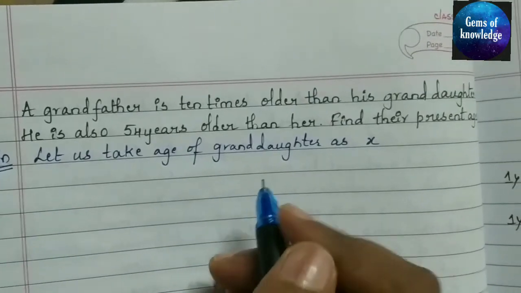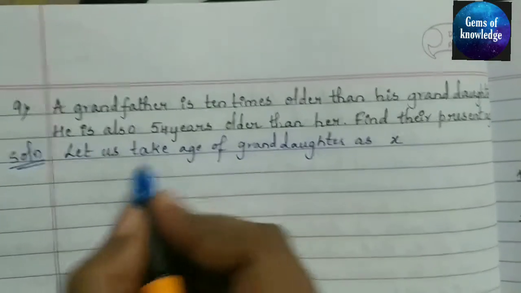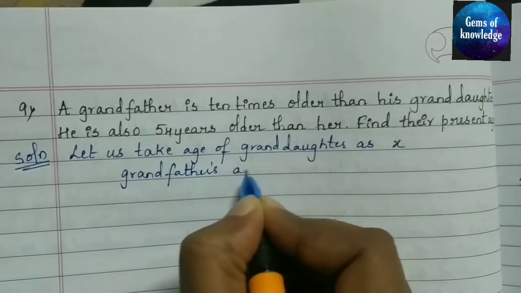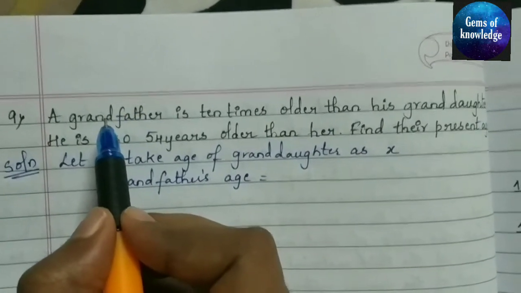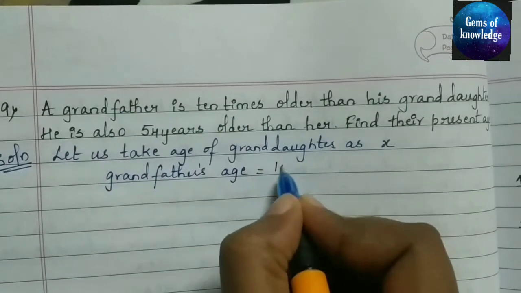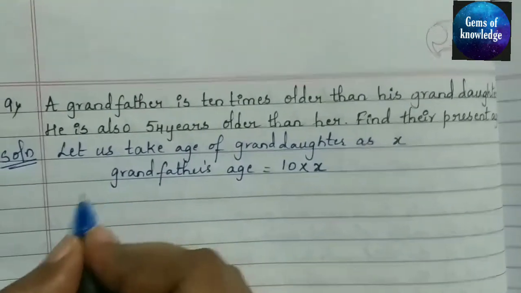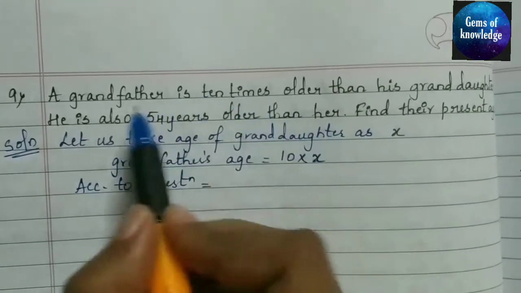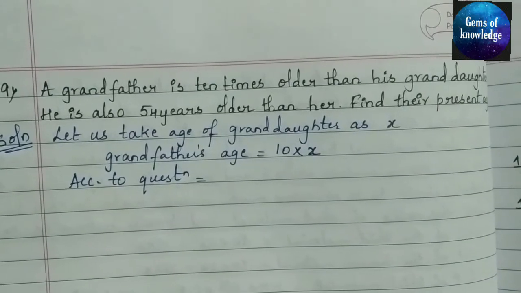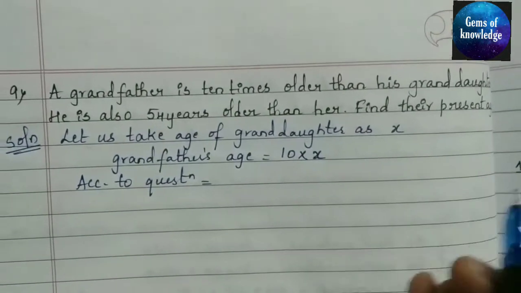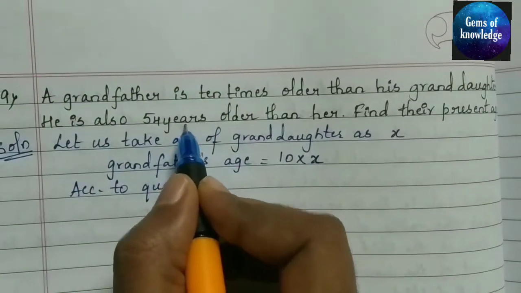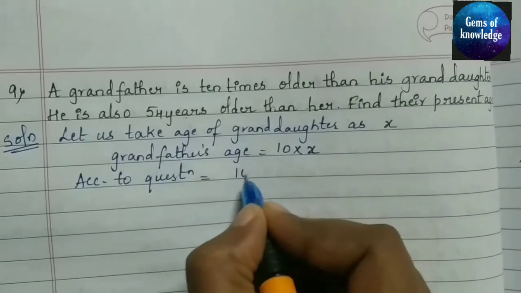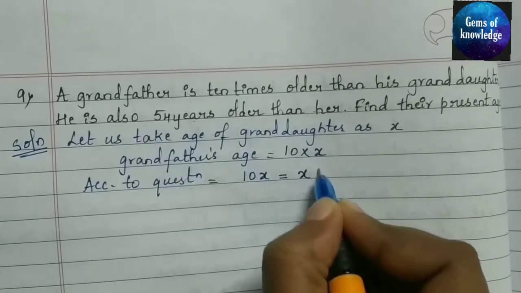Okay, let us take granddaughter's age as x. Now what will be the grandfather's age? They have told here the grandfather is 10 times older, so let us take 10 into x. Now according to the question, grandfather is 10 times older than his granddaughter. He is also 54 years older than her granddaughter. So according to the question we can write 10x is equal to x plus 54.